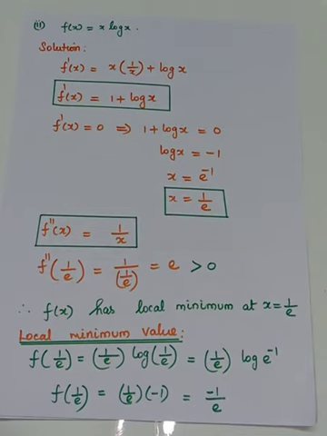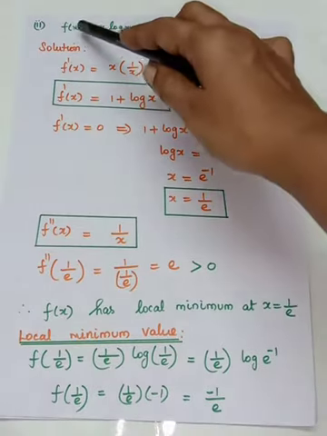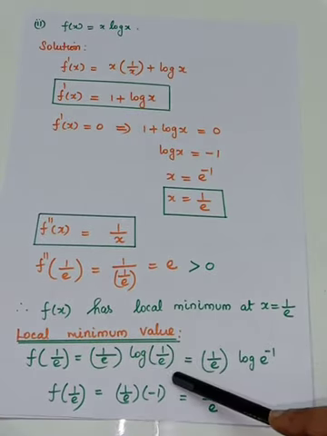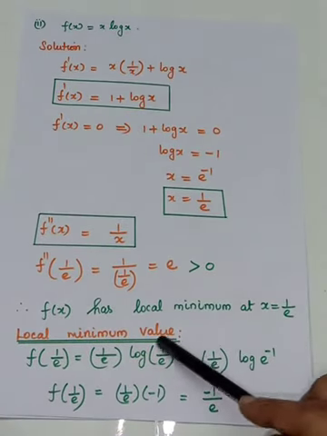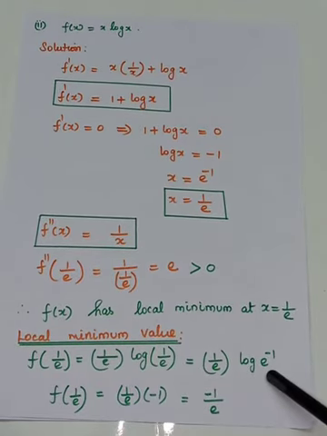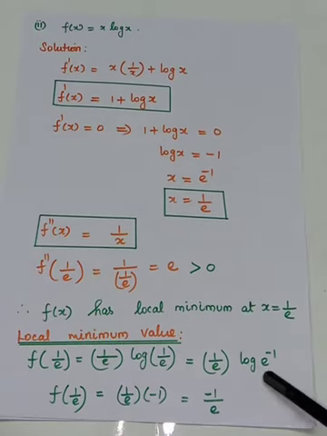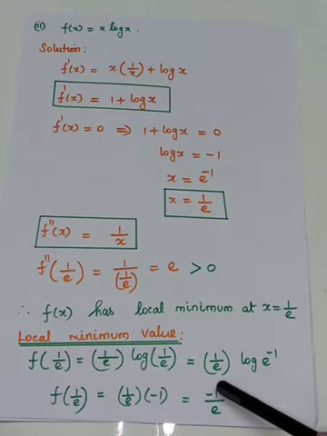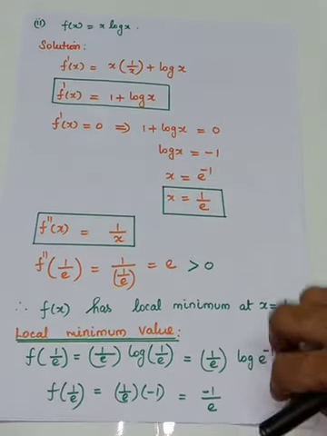F of x has a local minimum at x is equal to 1 by e. And you are going to find the local minimum value. So this value has to be substituted in f of x. So f of 1 by e is equal to 1 by e into log of 1 by e. Log of 1 by e can be written as log of e power minus 1, and logarithmic and exponential functions are inverse functions, so both get cancelled. Here you have minus 1. So 1 by e into minus 1 is minus 1 by e. This is the local minimum value for this function.